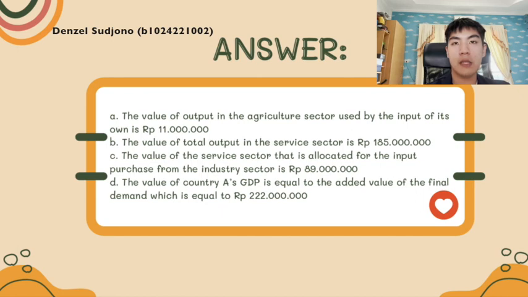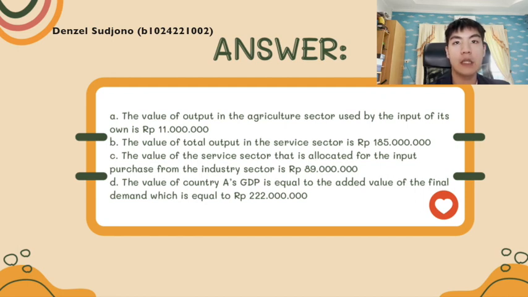The answers are: A, the value of output in the agriculture sector used by the input of its own is 11 million rupiah, which we can see from the table. And B, we can also get the value from the table, which is that the value of the total output in the service sector is 185 million rupiah. And for C, the value of the service sector that is allocated for the input purchased from the industry sector is 89 million rupiah, which we can also get from the table.